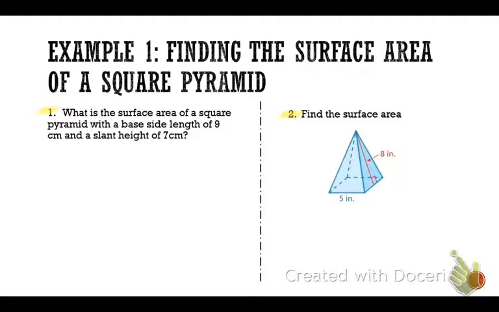It says, what is the surface area of a square pyramid with a base side length of 9 centimeters and a slant height of 7 centimeters? I don't have an image to go off of, so the description of the base is very important here. Does everybody see how it says square pyramid? There's a square pyramid, a rectangular pyramid, a triangular pyramid, and you can even go on to all the polygons, like a hexagonal pyramid.